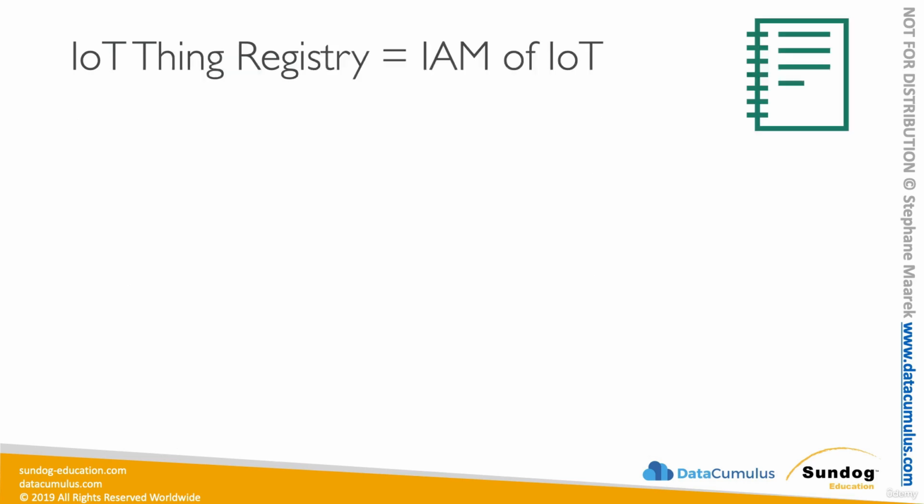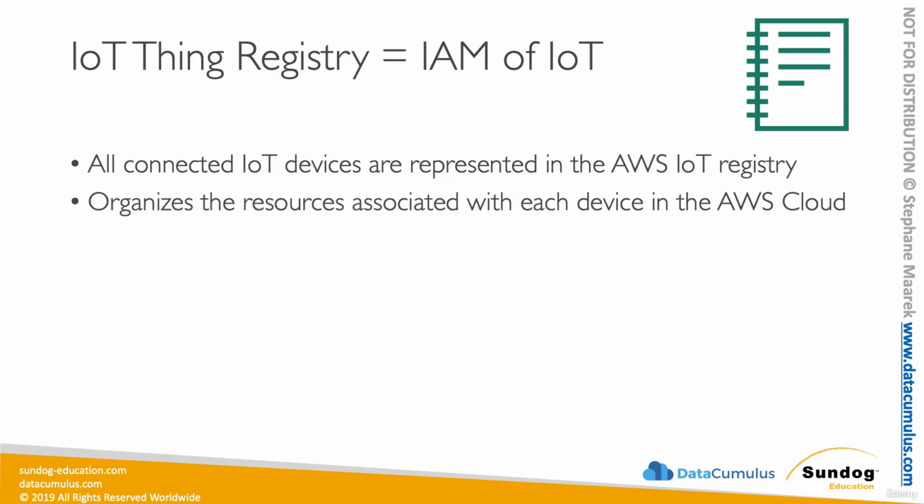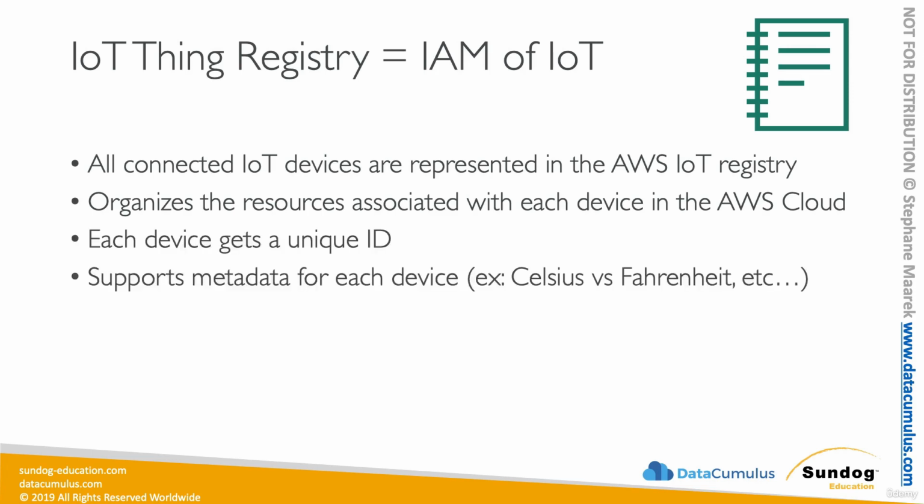Now we have thing registry, which is basically the IAM of IoT. And so all connected IoT devices will be represented within the IoT registry, and it will organize all the resources associated with each device in the AWS cloud. Each device will get a unique ID, and we can have support for metadata for each device.